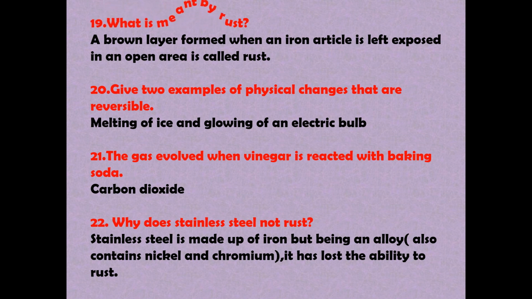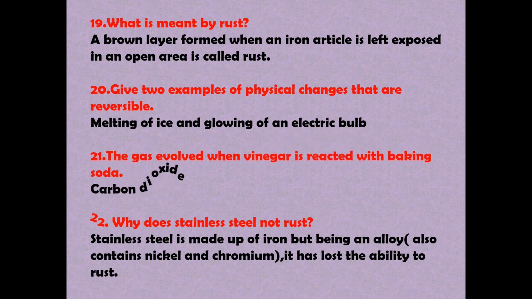Next question. What is meant by rust? It's a brown layer formed when an iron article is exposed in an open area, and it is called rust. Next, give two examples of physical changes that are reversible. Melting of ice and glowing of an electric bulb. Next question. The gas evolved when vinegar is reacted with baking soda, that's carbon dioxide.